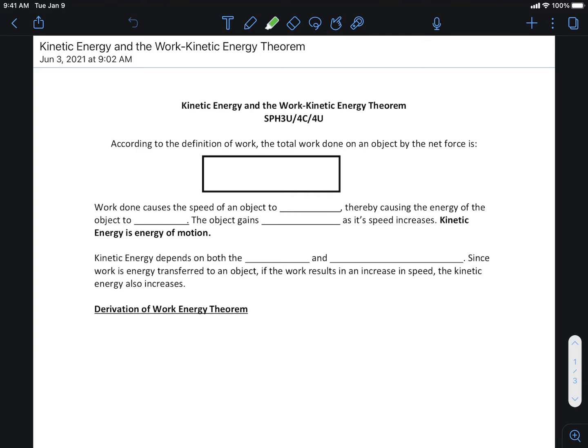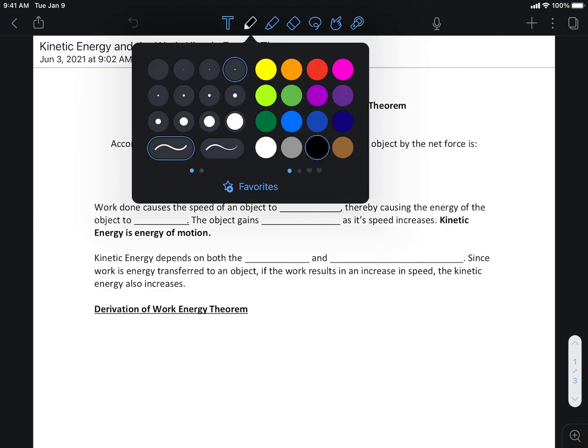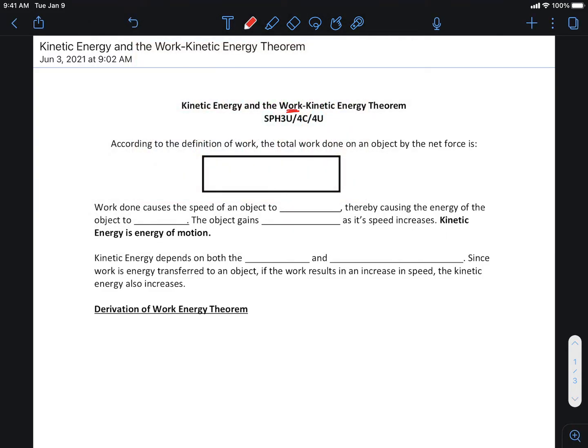All right, so this morning we started looking at work specifically, okay? And then this afternoon, we're just going to take it one step further and introduce this idea of kinetic energy, okay? Kinetic means moving. So it's the energy that a moving object is going to have, and how work plays into that.